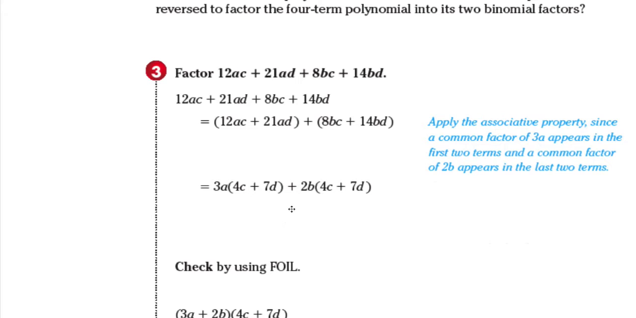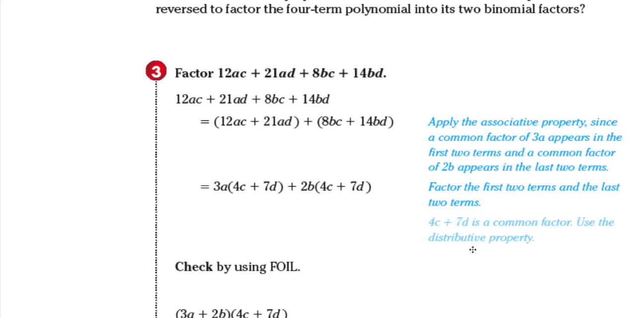And then, from here, factor the first two terms and the last two terms. We just did that. And then we simply see that 4c plus 7d is a common factor. Use the distributive property. So we end up with 3a plus 2b times the quantity 4c plus 7d.